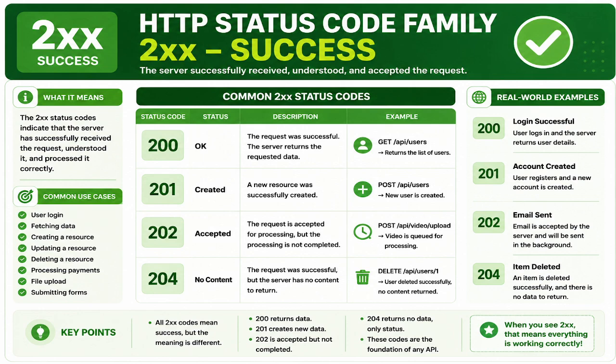If I go through all the status codes step by step, it will take a long time, so I have created images for all the status codes. These start from the 200 series, as we have discussed: 200, 201, 202, 204. All the detailed examples, real world examples, what they mean, and what their common uses are, are described in this image.